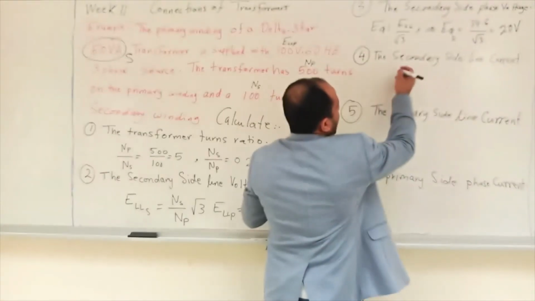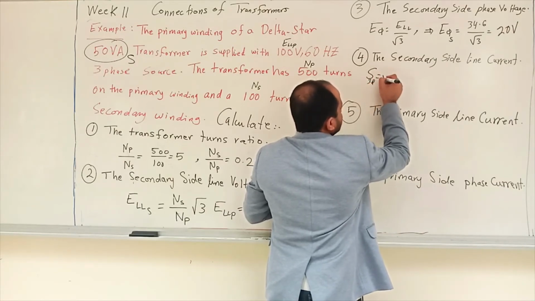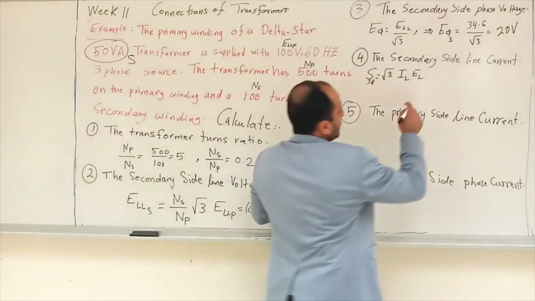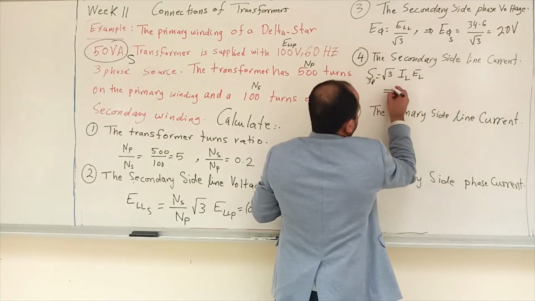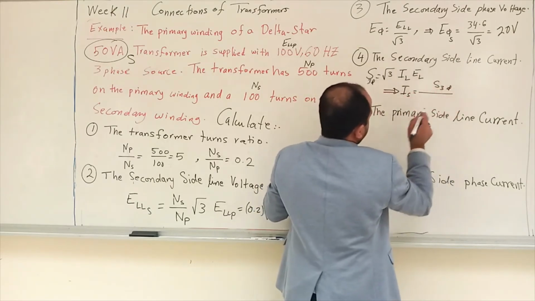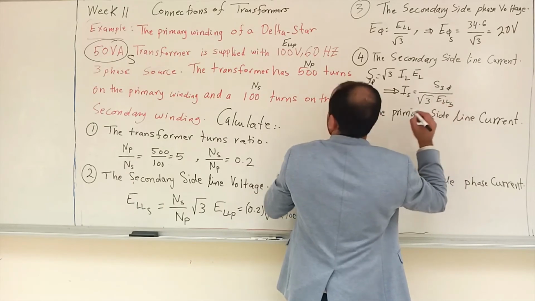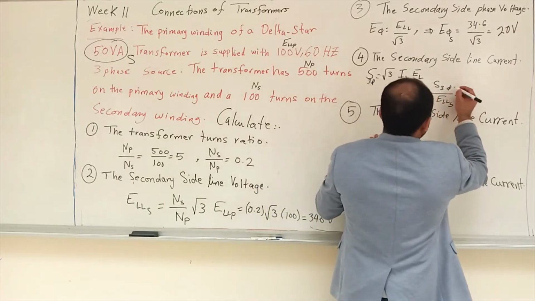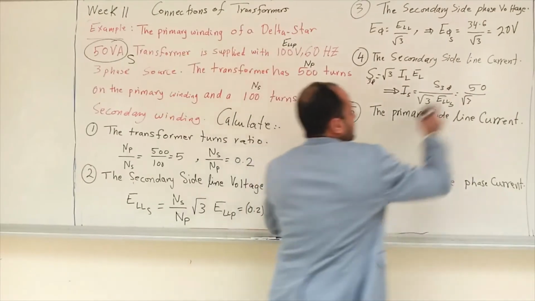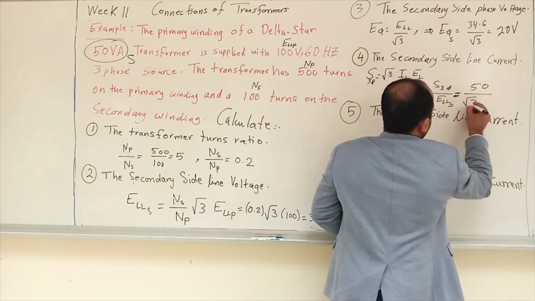So remember again from the 3-phase circuit lecture, S of a 3-phase system is root of 3, I line, E line. So from here, what we're looking for is the secondary line current. So what will be the current? I line in the secondary will be S of a 3-phase over root of 3 E line to line secondary, because we are on the secondary side, right? So what is this? 50, this is given in the question, 50 over root of 3 E line to line secondary.